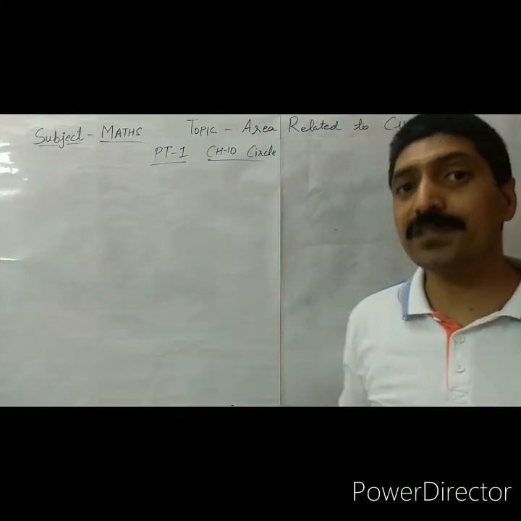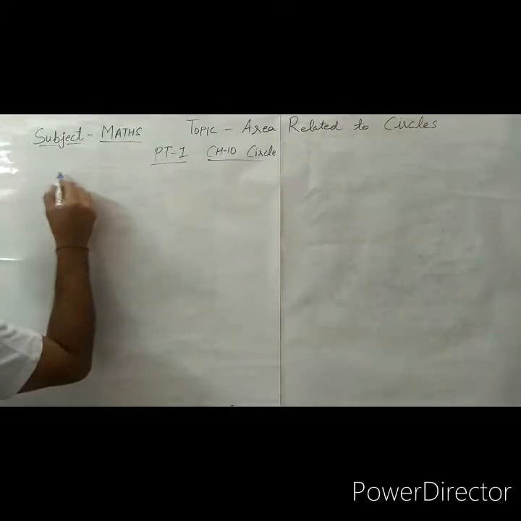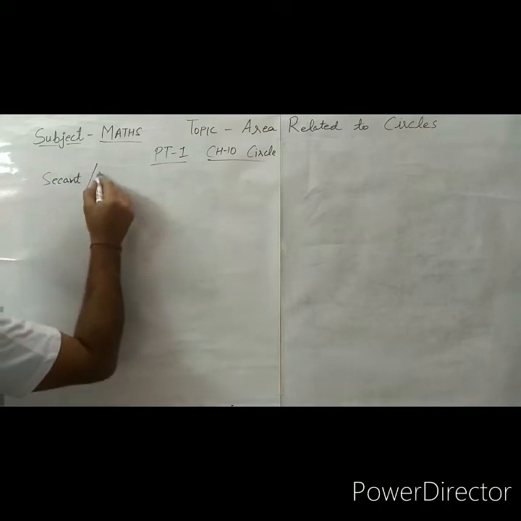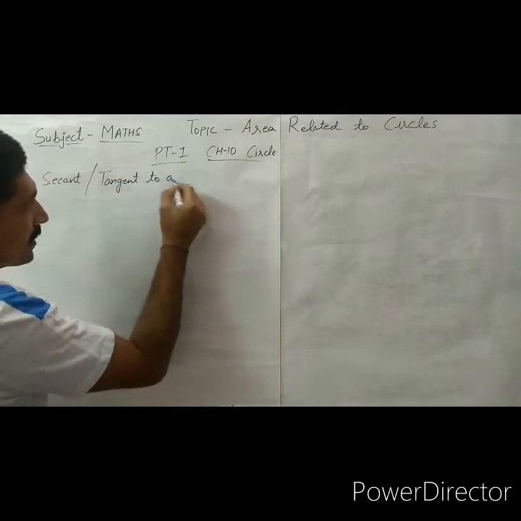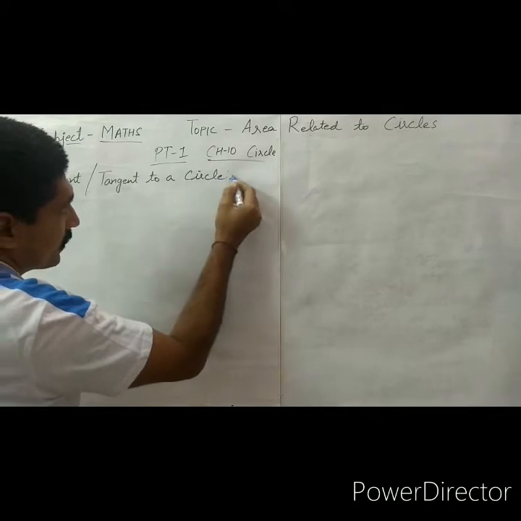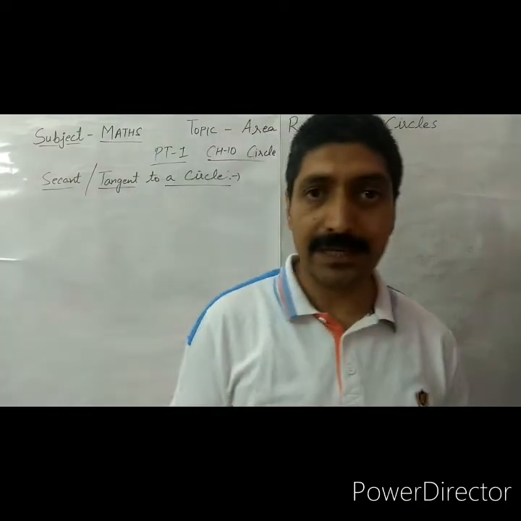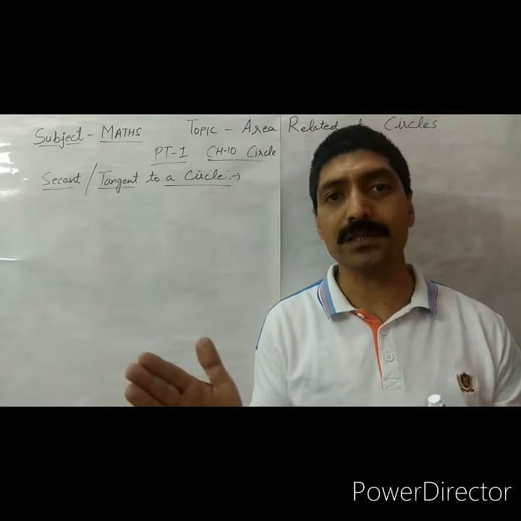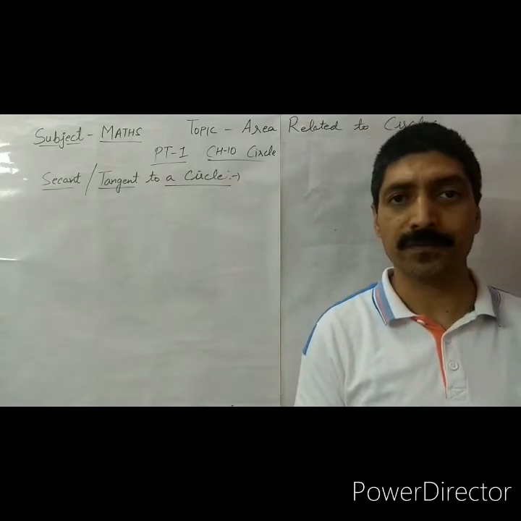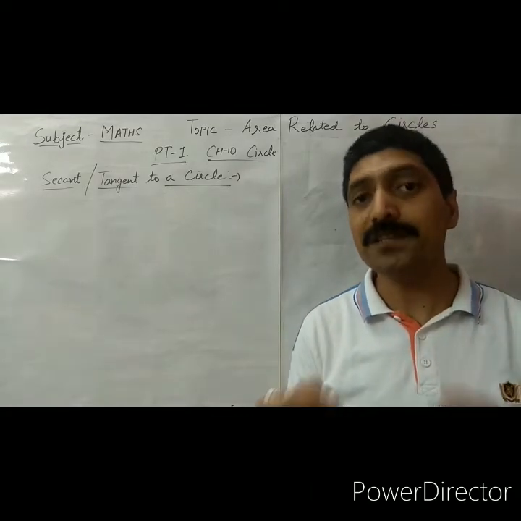So we have discussed in detail what is a tangent and what is a secant to a circle. Secant and tangent to a circle. Secant: any line which divides a circle in two parts is called a secant. And a tangent is a special case of a secant.